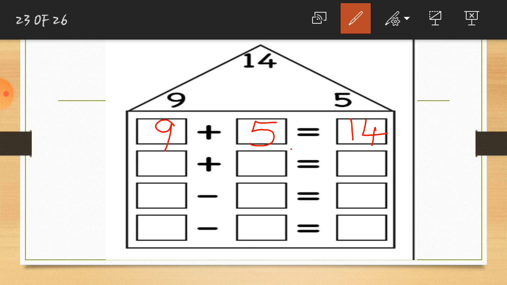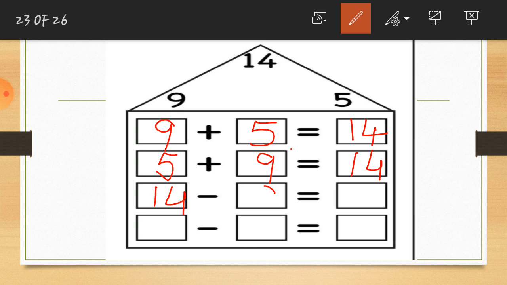Let's go for the next one. So I take 5 first. 5 plus 9 is equal to 14. So here again the family will complete. 5 plus 9 is equal to 14. Now I take 14 first.